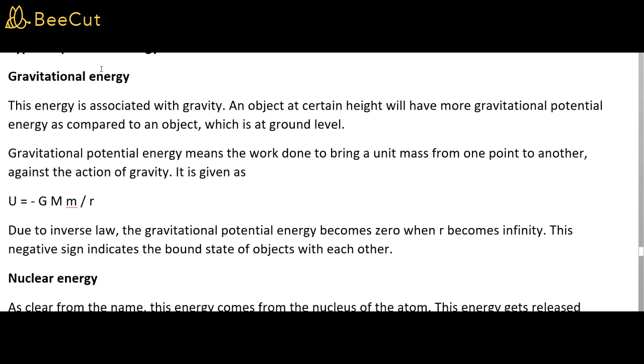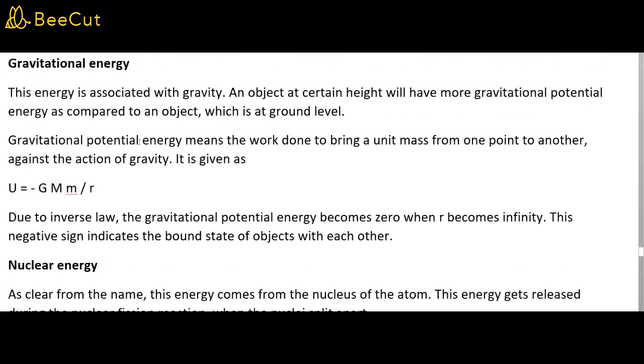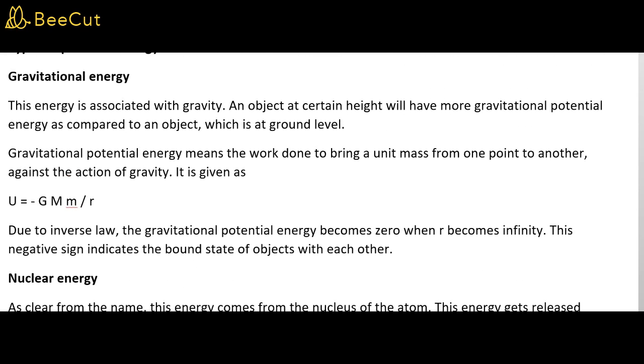The next one is the types of potential energy. The first one is the gravitational energy. This is the energy that is associated with gravity. An object that is at some height will have more gravitational potential energy as compared to another object that is at the ground level.